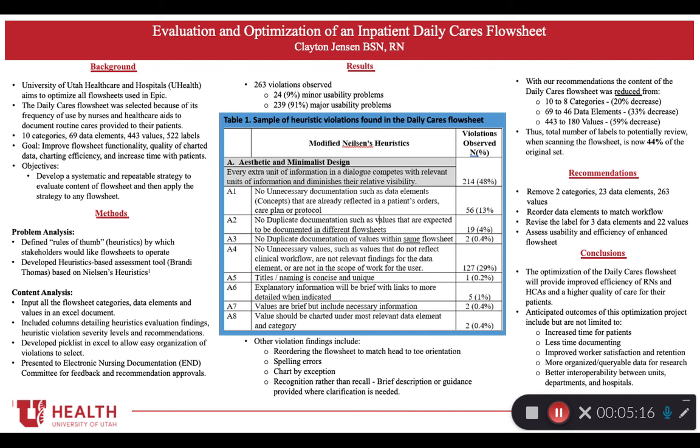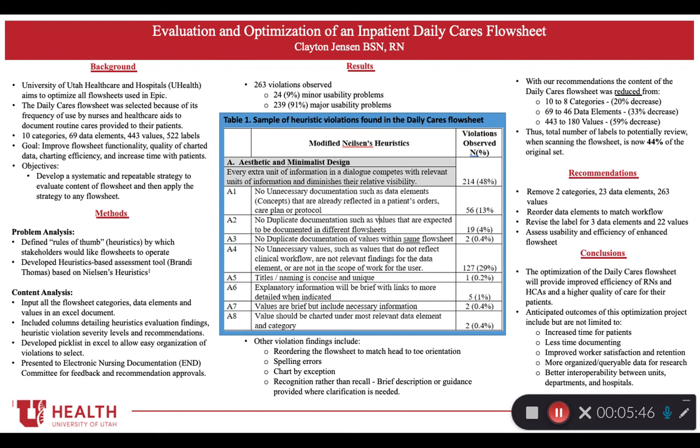With our recommendations, the content of the daily cares flowsheet was reduced from 10 to 8 categories, 69 to 46 data elements, and 443 to 180 values. Thus, the total number of labels to potentially review when scanning the flowsheet is now 44% of the original set. That's almost half of what the flowsheet was.